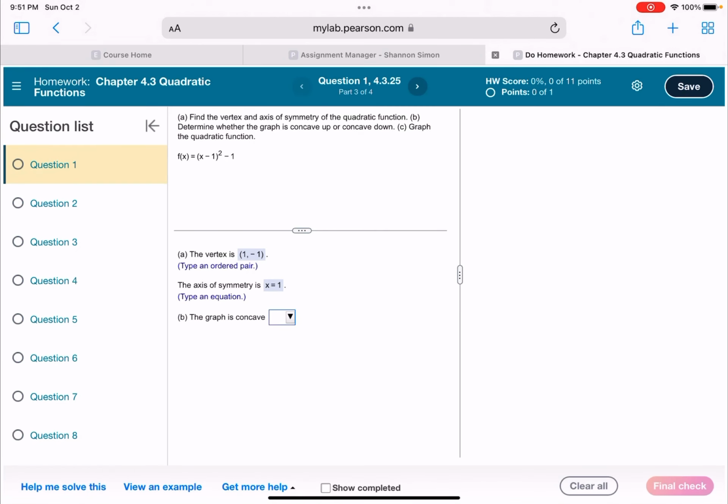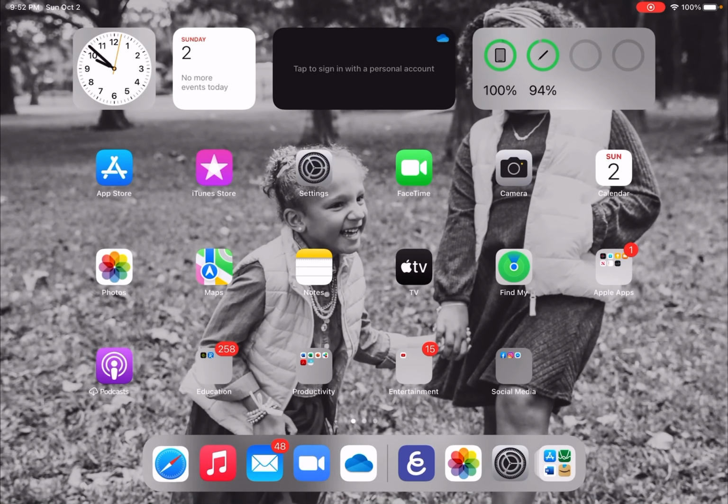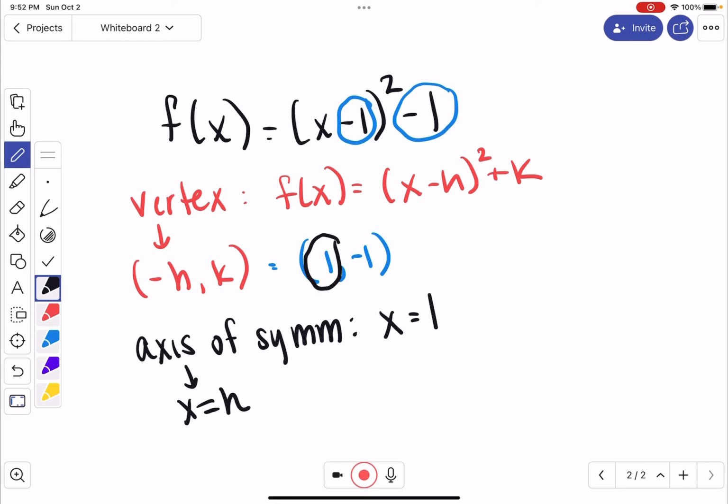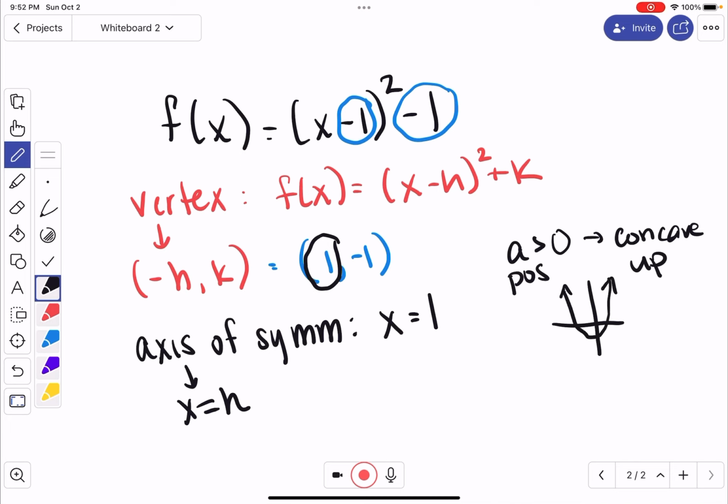Now, the next part is: is the graph concave up or down? To find out, we look at the value in front of the parentheses, which is called our a value. If there is no a value, it's understood to be 1. If the a value is greater than 0, it's positive, and the graph is concave up. The parabola will open upward. If the a value is less than 0, it's negative, which means it is concave down, and that turns the U shape upside down.